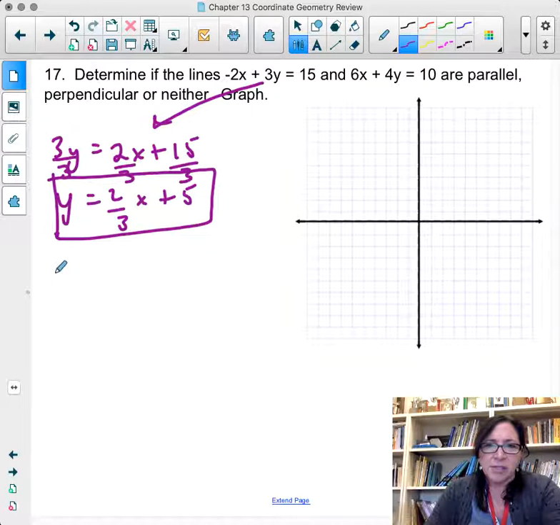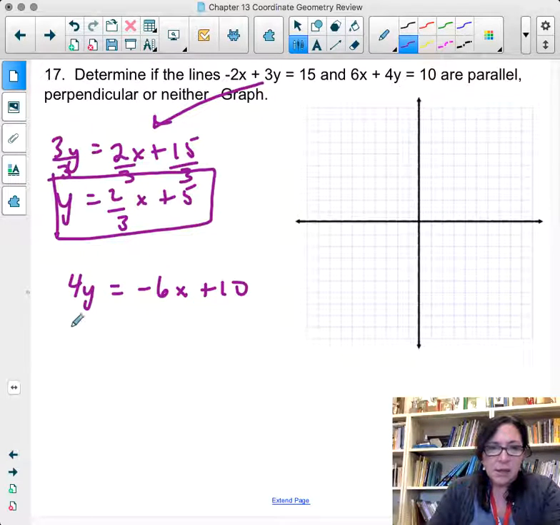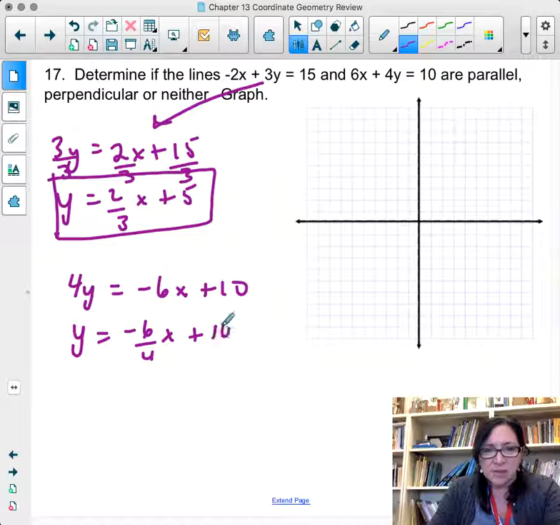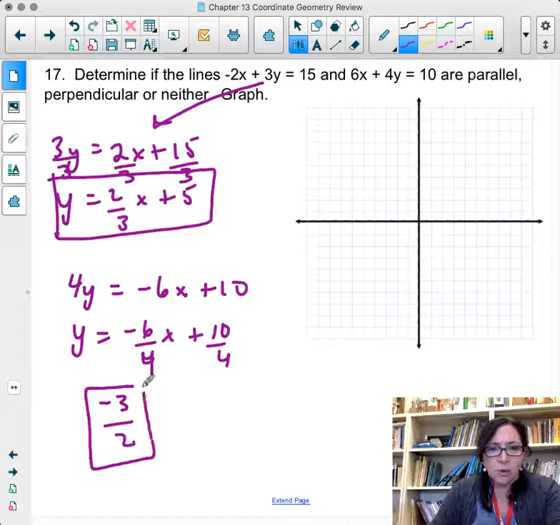The second equation, I'm going to go 4y is equal to negative 6x plus 10. y is equal to negative 6 over 4 x plus 10 over 4. I'm going to reduce this 6 over 4. What is that going to be? Divide by 2. So I get negative 3 over 2. And so I've got -3/2 and 2/3.